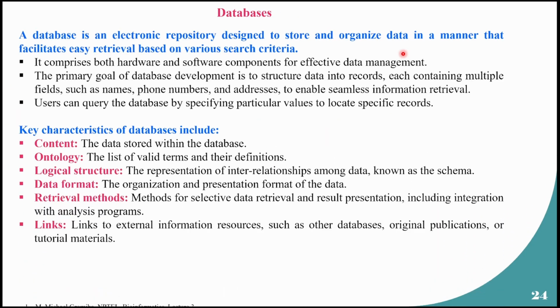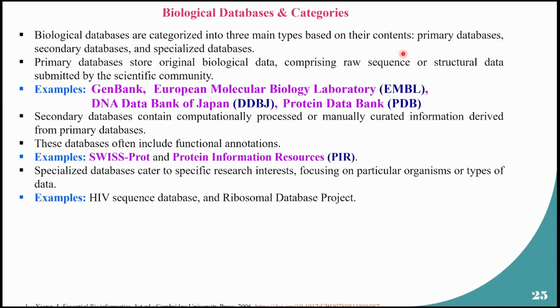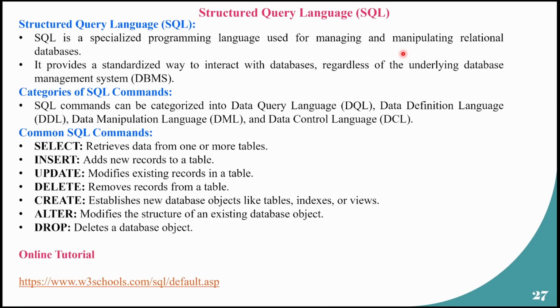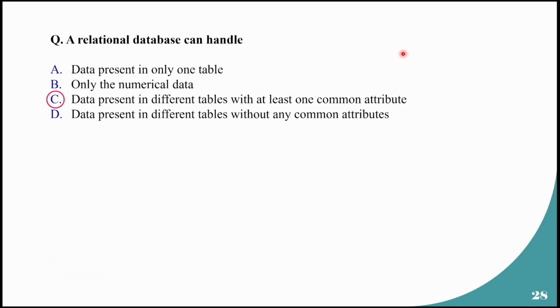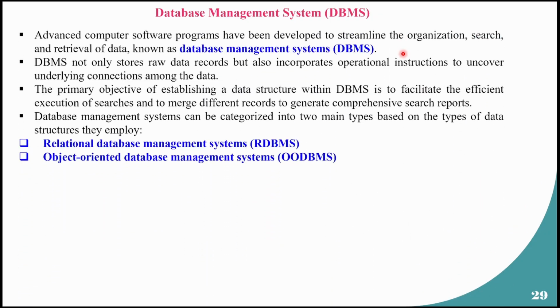Then we briefly went over databases, right? The biological databases, for example primary and secondary databases, and then briefly over the structured query language, what it indicates, and mainly where it is integrated. It's integrated in the relational database. Relational databases have your data organized in the form of tables, multiple tables, and then two tables, for example, will have one common column.